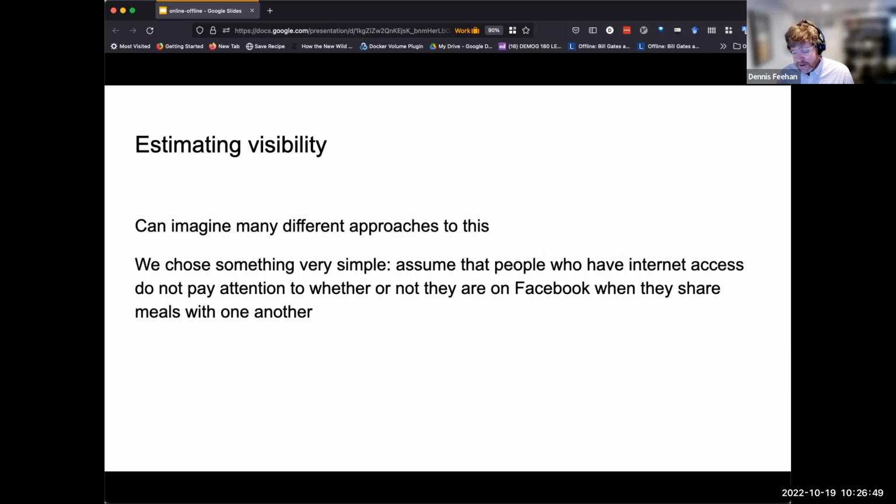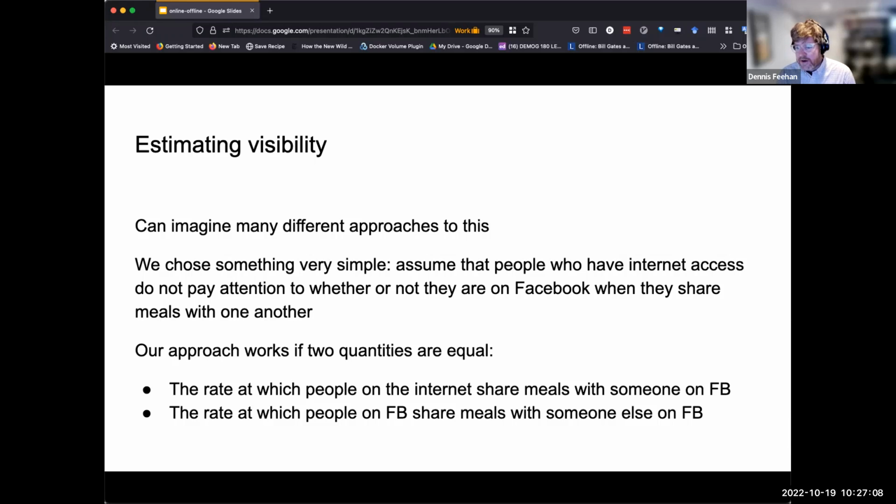We chose something really simple in our study. We're going to make the assumption that people who have internet access don't pay attention to whether or not they're on Facebook when they share meals with one another. So we're assuming that among people who have internet access, connections are not formed, meals are not shared, based on whether or not people have Facebook. To be a little more precise, our assumption works if the following 2 quantities are equal: the rate at which people on the internet share meals with somebody who's on Facebook, and the rate at which people who are on Facebook share meals with somebody else who's on Facebook.